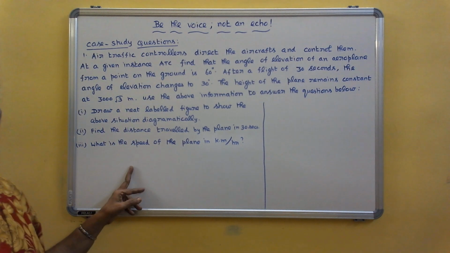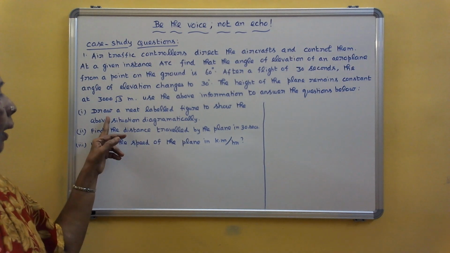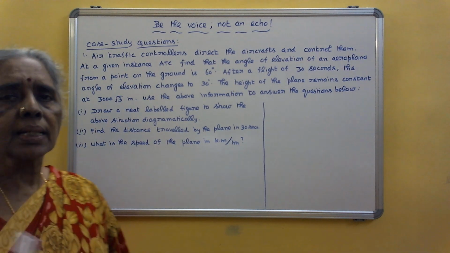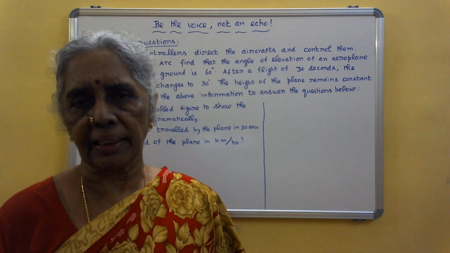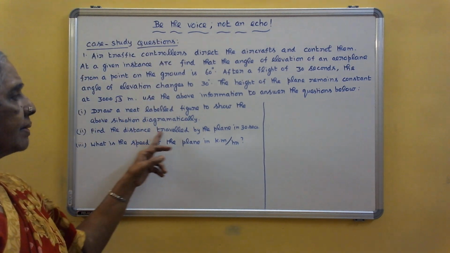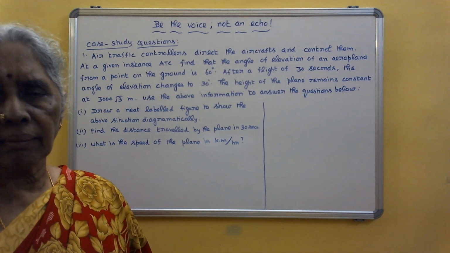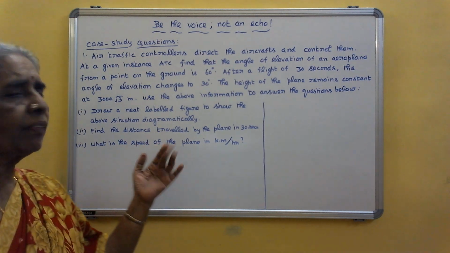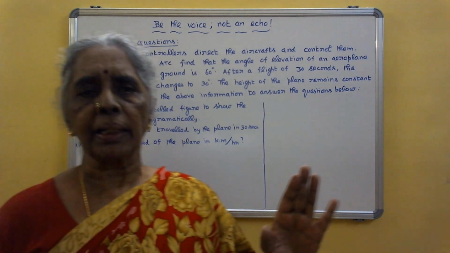There are three questions given. Draw a neat labeled figure to show the above situation diagrammatically. Find the distance traveled by the plane in 30 seconds. Third one, what is the speed of the plane in kilometer per hour?